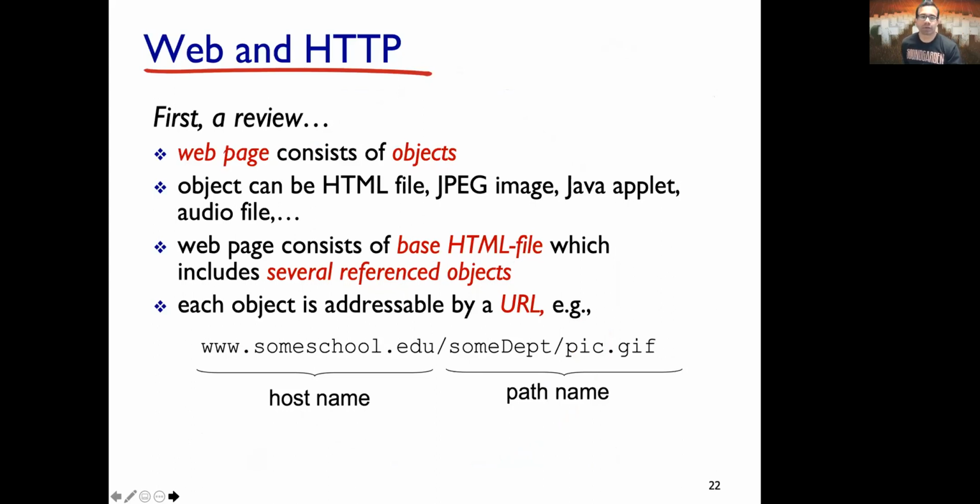So what exactly are we talking of when we refer to the web or HTTP? Essentially we are talking of requesting web pages, and web pages, as you all know, consist of objects, right? The objects can be multiple things. Typically you would have what's called a base HTML file, and that base HTML file would have multiple embedded objects. These objects could be images, Java applets, JavaScripts, audio files, really anything that you can think of could be a web object, right? And each object is uniquely addressable by what's referred to as a URL, as you all know.